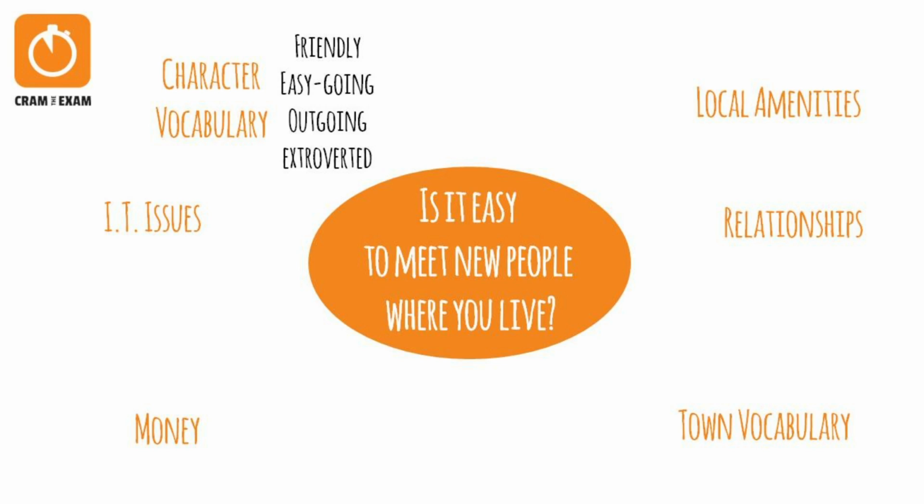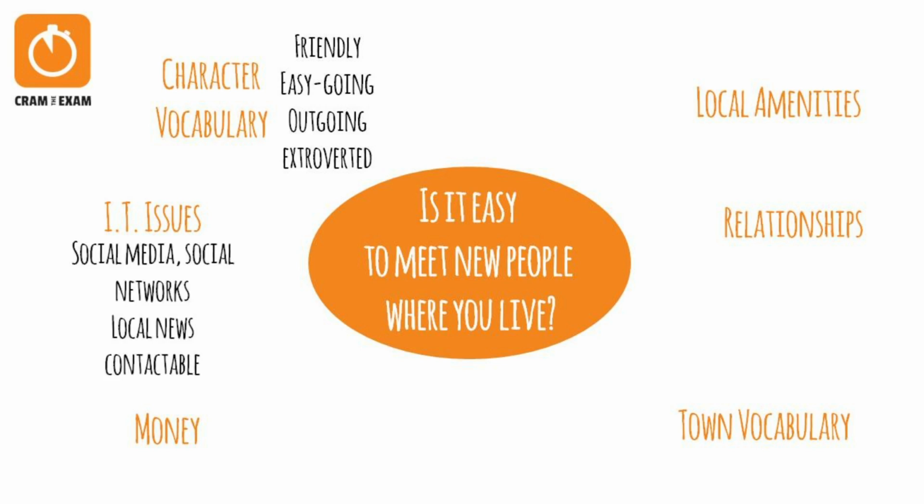Also, if it's easy to meet new people, this is the modern world. We can talk about IT issues. So we can talk about meeting new people online, as opposed to meeting people offline. You can talk about social media, social networks, how Facebook, Twitter, Snapchat, etc., all help you meet new people. If you want to go a little bit old school, you can talk about local newspapers, local magazines. You can summarize the situation saying that people are easily contactable, as opposed to in the past where you had to stand by a telephone and hope that someone else was standing by a telephone.